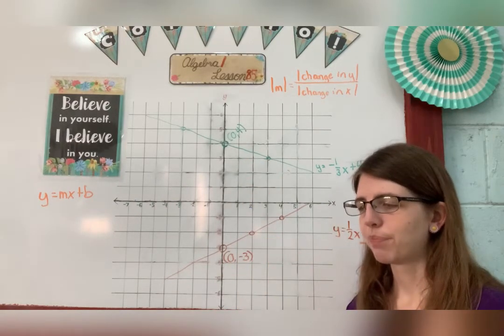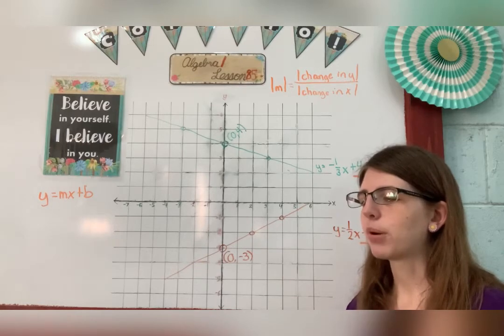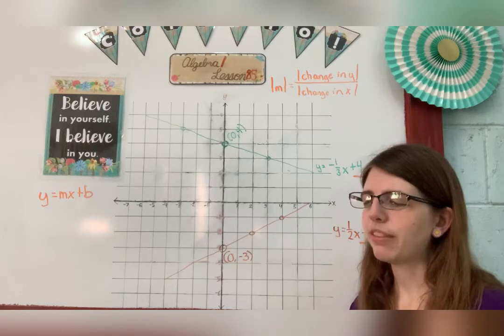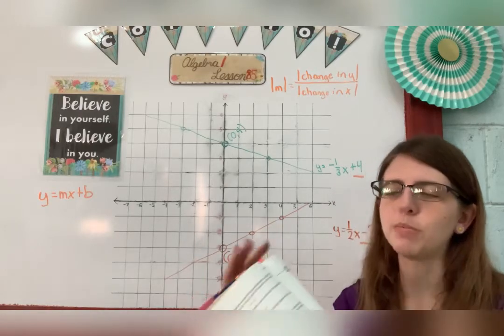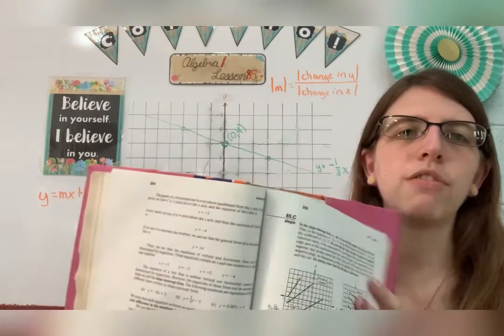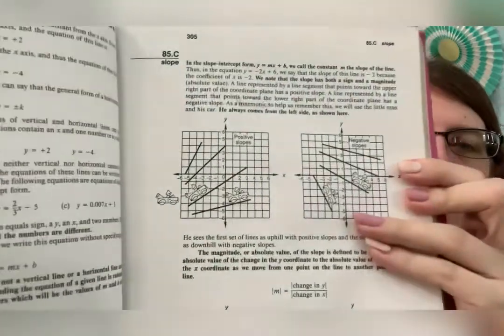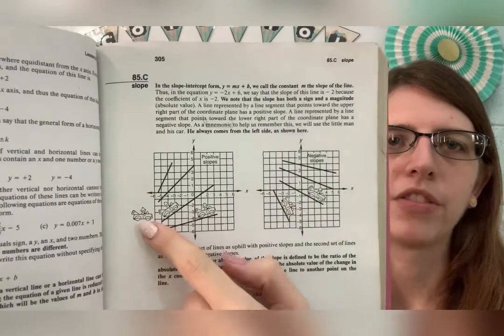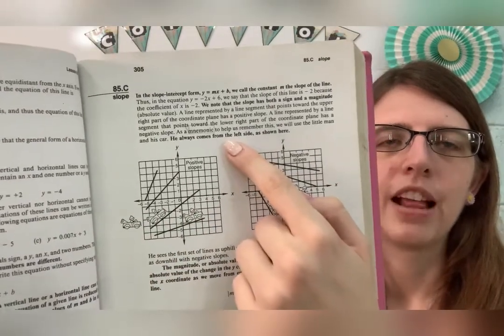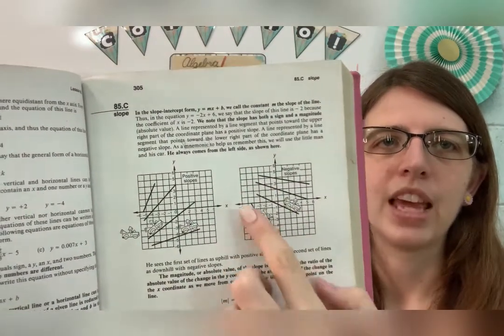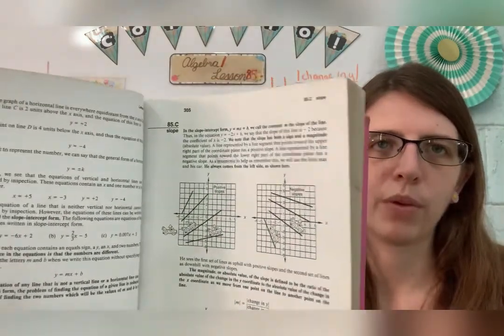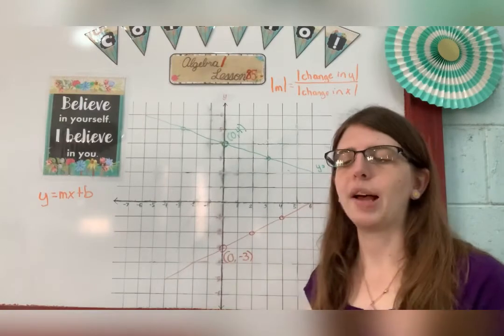A mnemonic to help us remember this, we will use the little man in his car. He always comes from the left side, as shown here. So you should be looking in the middle of page 305, in case you're not. I want to make sure you see this. So the guy in the car always comes from the left. If he goes up, then it's a positive slope. If he's going down from the left, it's a negative slope. Okay? So that's just what helps us to remember.